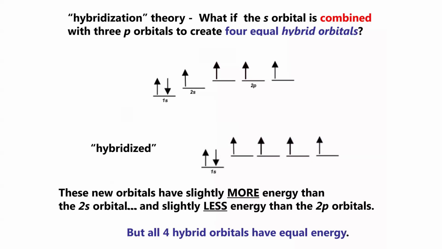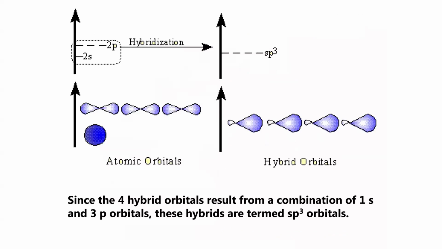So what does that mean? By looking at this, we can clearly see that the 2s orbital has a lower energy level than the hybrid orbitals, and at the same time the energy level of the hybrid orbitals is slightly less than that of the 2p orbitals. So even in terms of energy, the hybrid orbitals differ from the individual orbitals. This is what happens in hybridization.